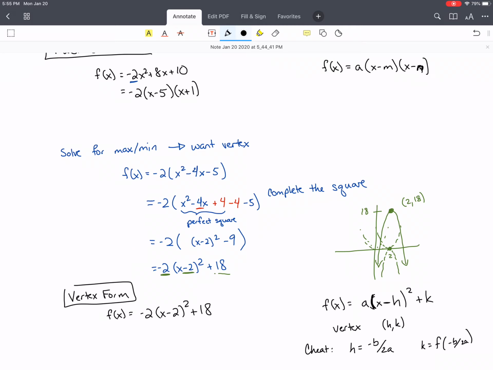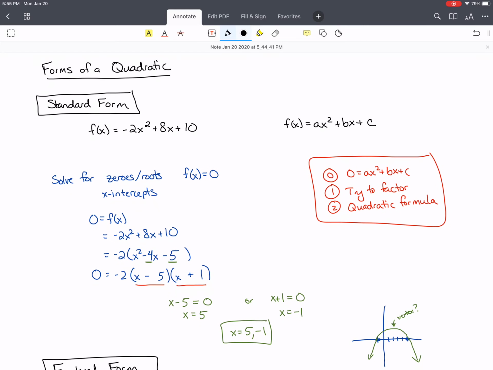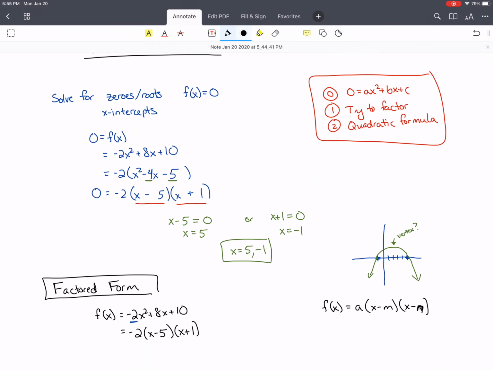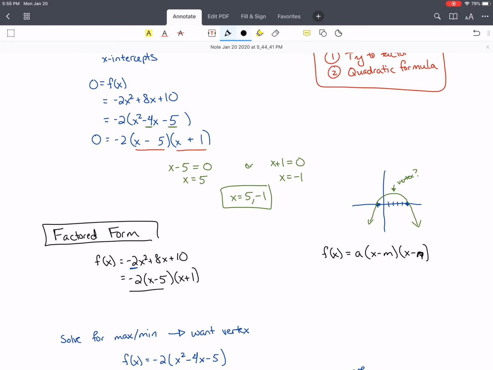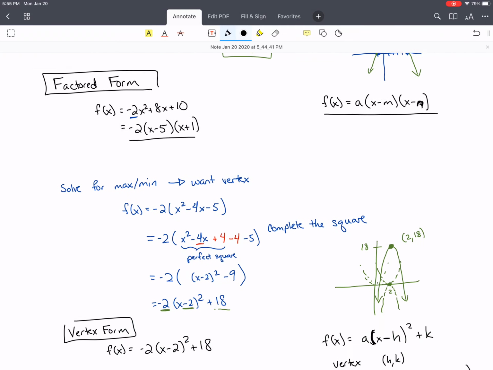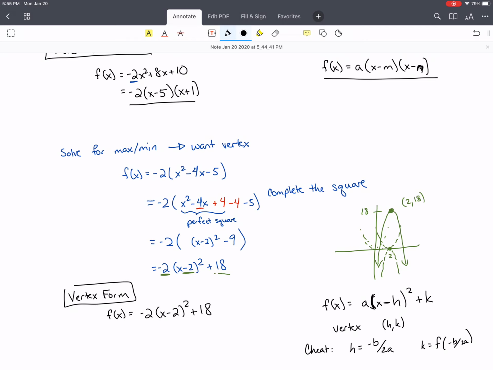So that gives us 3 forms of a quadratic. We have our standard form, which we're used to: f of x is ax squared plus bx plus c. But if I want to solve for zeros or roots, then I might go to factored form: f of x is a times x minus n times x minus n. And I can just read the zeros off. If I want my vertex or my max or min, I'll go to vertex form: f of x is a times x minus h squared plus k. And I can just read off my vertex.